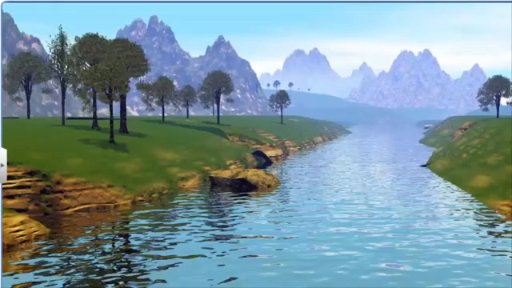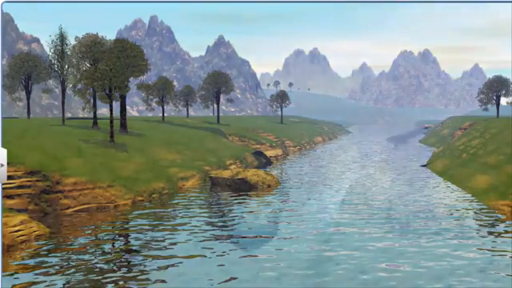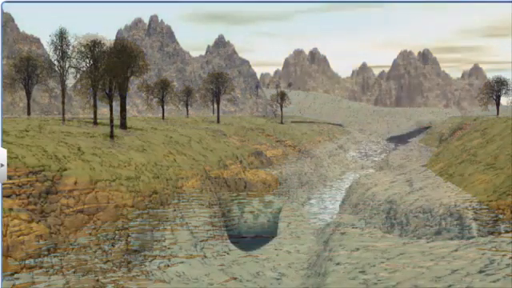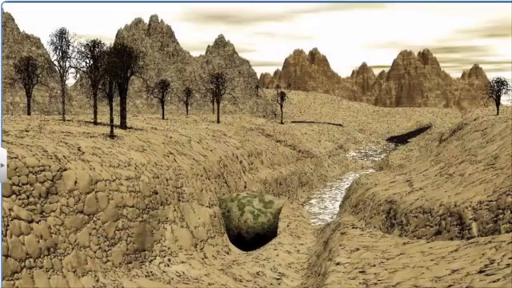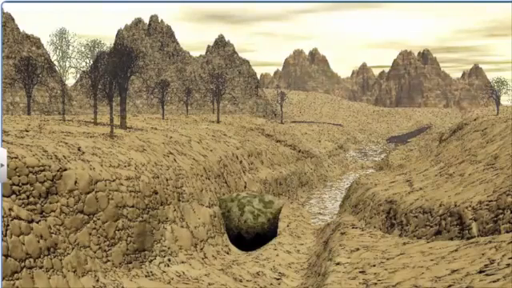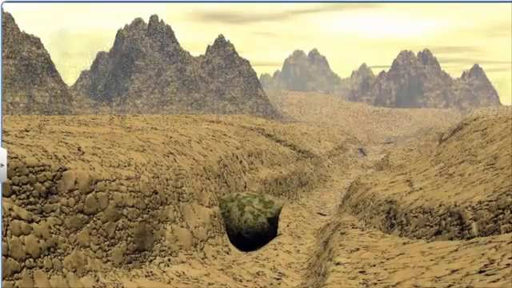Continuous and indiscriminate use of land resources without taking appropriate measures results in conversion of cultivable land into barren wasteland and exploitation of our land resources. This is called land degradation.